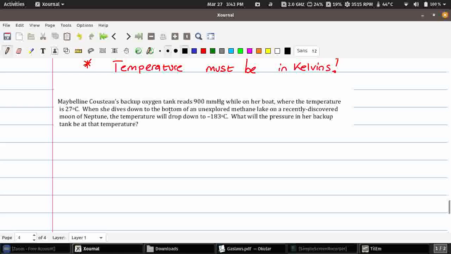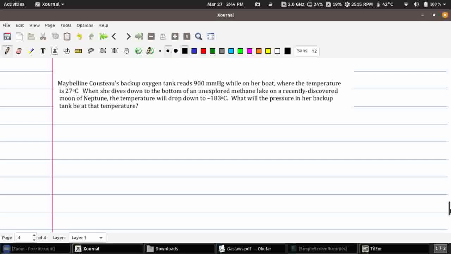So-and-so's backup oxygen tank reads 900 millimeters of mercury while on her boat, where the temperature is 27 degrees Celsius. When she dives down to the bottom of an unexplored methane lake on a recently discovered moon of Neptune, the temperature will drop down to negative 180 degrees Celsius. What will the pressure in her backup tank be at that temperature? This is kind of a weird question, but we're going to go with it and just pretend like we're on a moon of Neptune.